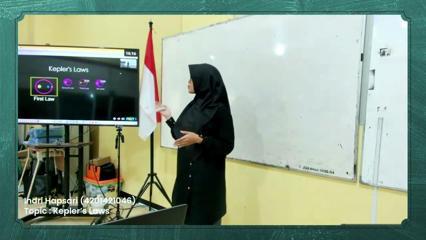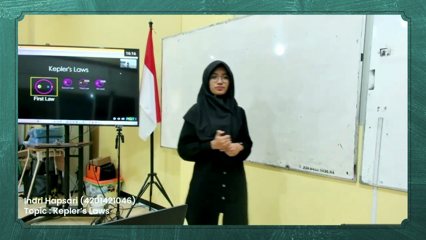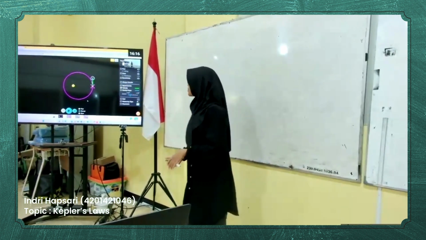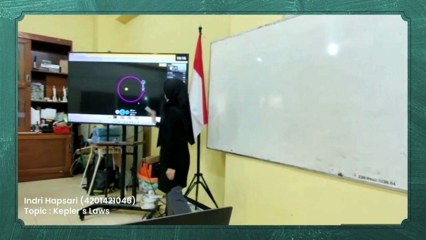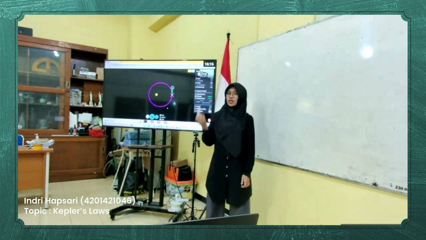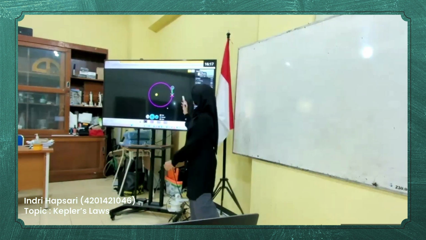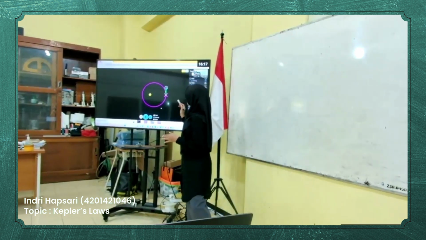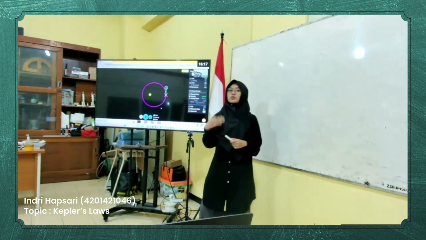First, we are going to simulate Kepler's first law. Kepler's first law states that a planet moves around the star in an elliptical orbit with the sun at one focus. In this simulation, the orbit of the planet is nearly circular, but we can change it by adding eccentricity, so it becomes more elliptical. Okay, let's do this.